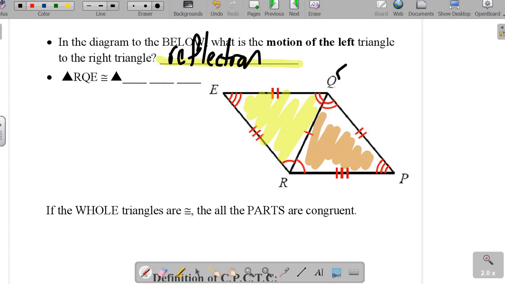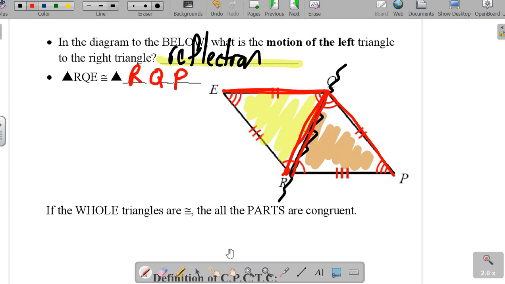One way to tell a reflection is, imagine if I folded along that squiggle line. If you fold it, kind of like an old-time Valentine, the corners and the hatch marks actually match. RQE, single, double, triple, single, double, triple. That's RQP.